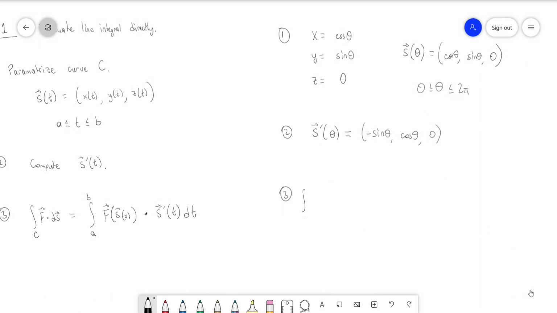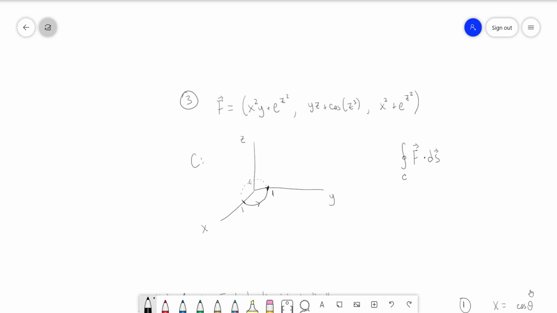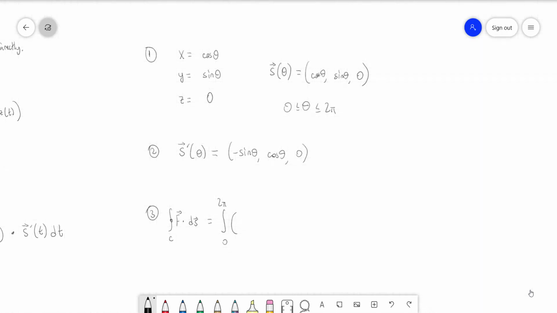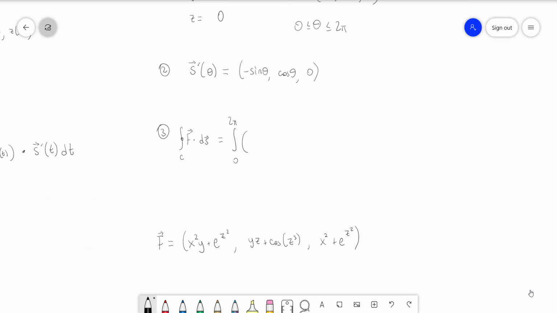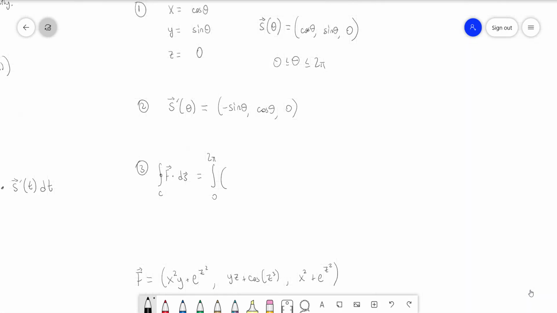And then finally, to evaluate this integral, we'd set it up as an integral from 0 to 2 pi, with respect to theta. We take our vector field F from the problem. What we need to do is evaluate our vector field along the parameterization. Similar to what we did with the flux integral earlier, that just amounts to plugging these in to the vector field for x, y, and z.